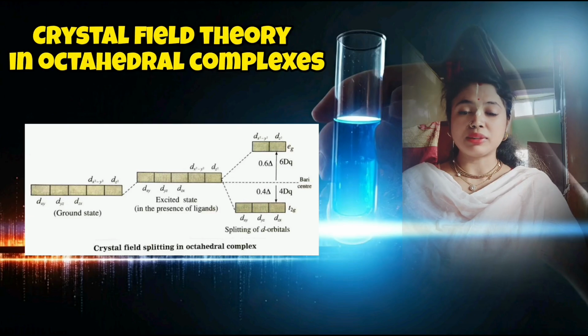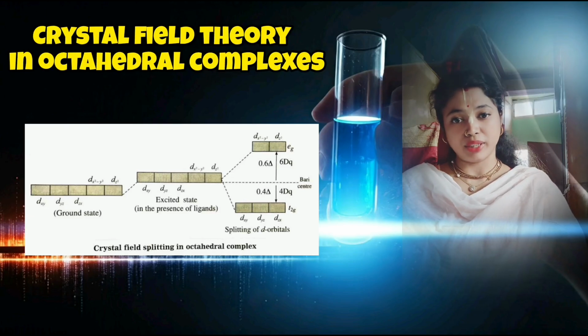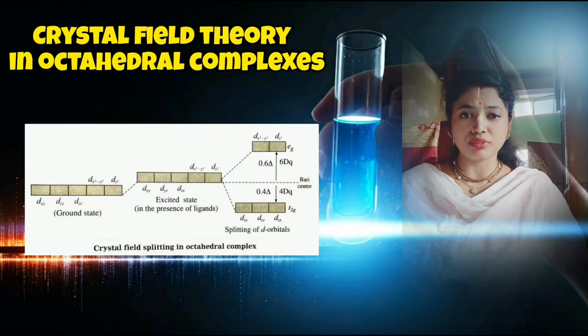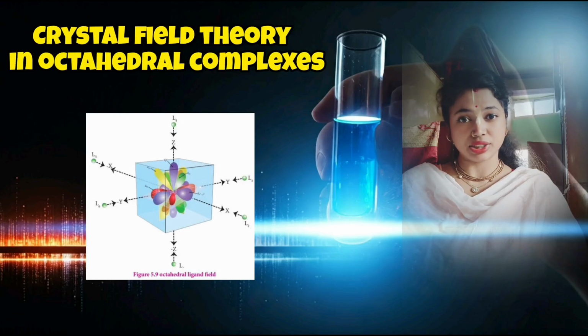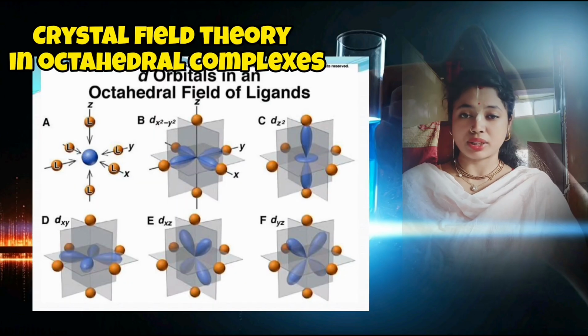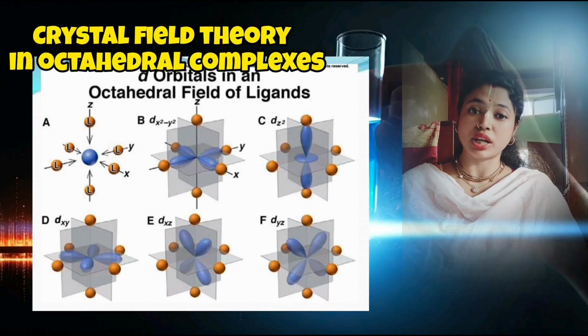Okay, so what happens is that in your octahedral complex, or you can say when the ligand is a strong field ligand, it approaches the central metal atom along the directions of x, y, and z. It is directly approaching dz square and dx square minus y square. So these two face the highest repulsion, hence their energy will be very high.